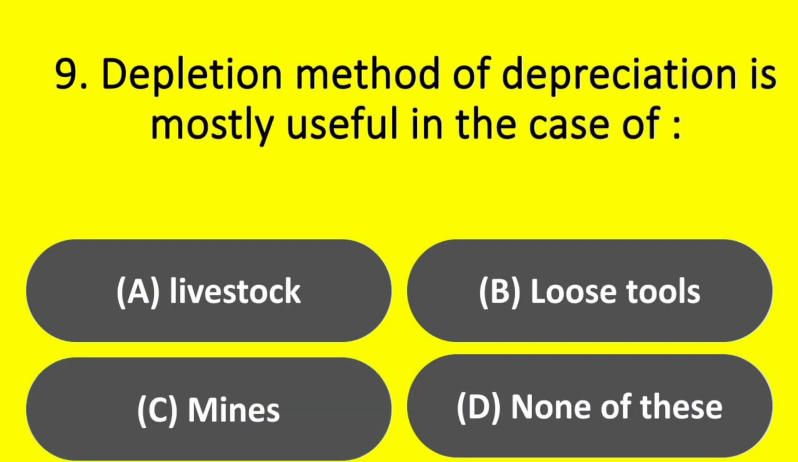Next question. Depletion method of depreciation is mostly useful in the case of: option A, livestock; option B, loose tools; option C, mines; option D, none of these. Answer: option C, mines.